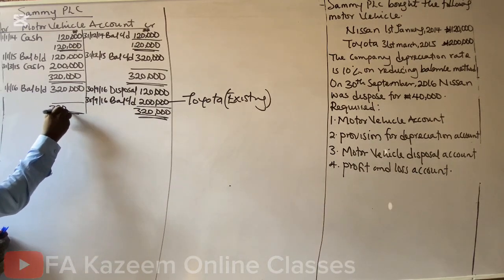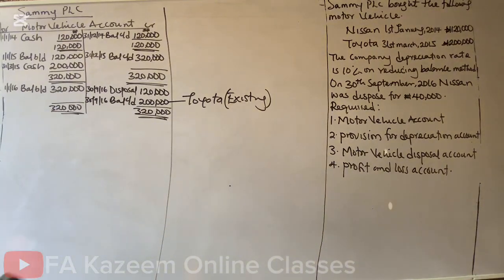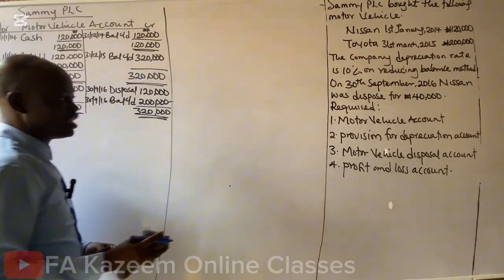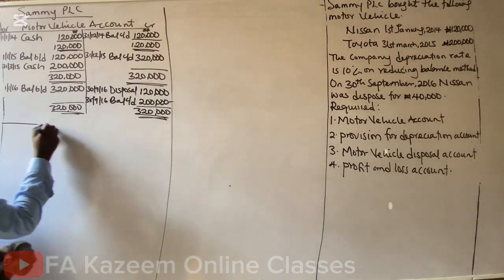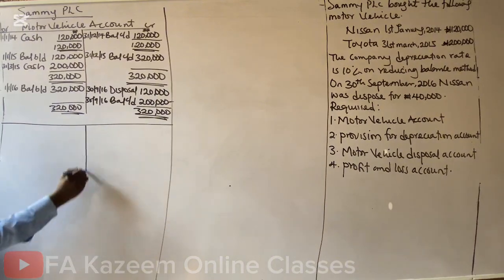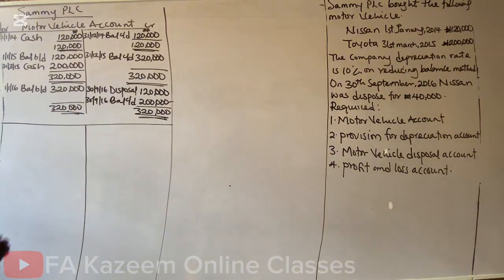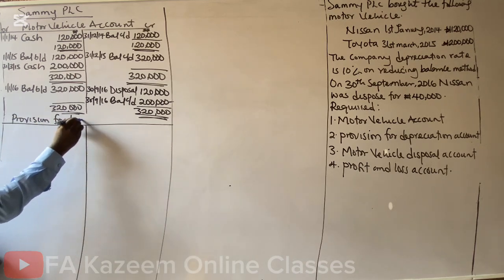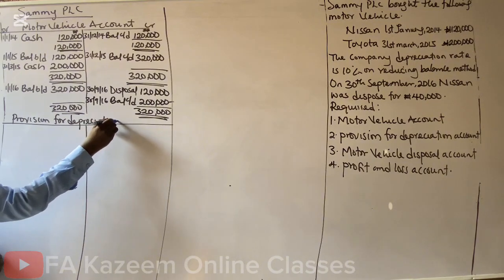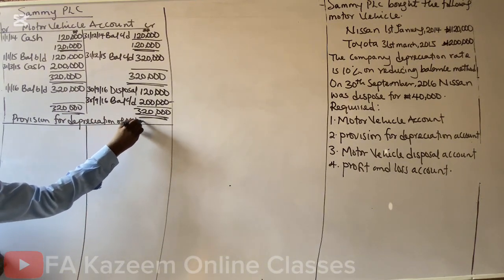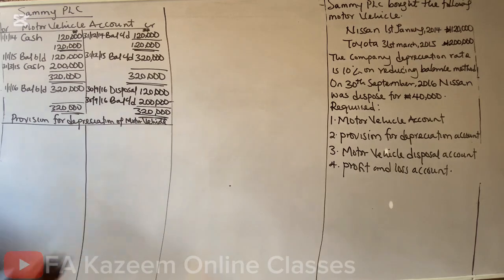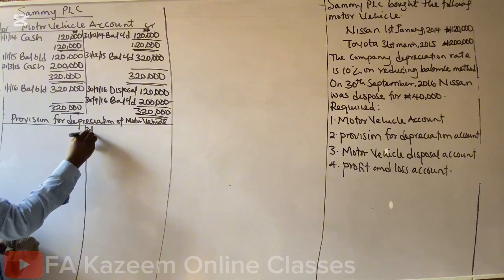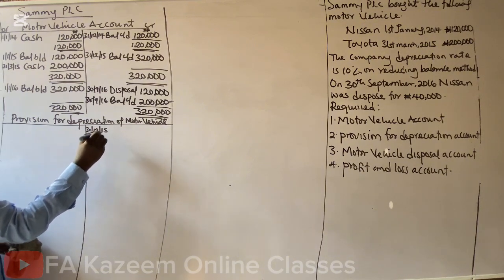The next account is provision for depreciation account. And that needs serious attention. Provision, how much are they setting aside on this vehicle? We call it provision for depreciation of a motor vehicle. It is going to be at the end of the year, which is 31st 12 2014.